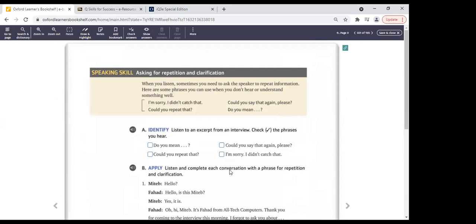Okay, the next thing we have is a speaking skill: asking for repetition and clarification. Again, a speaking skill, it won't come in the exam. Most likely you won't get this in the exam. Okay, asking for repetition and clarification. Would someone like to read this? Can I? Yeah, go ahead.